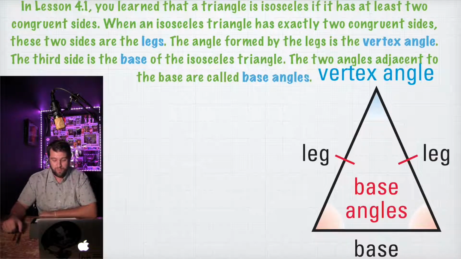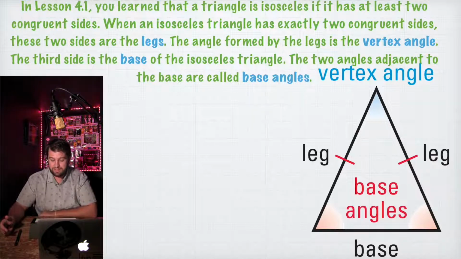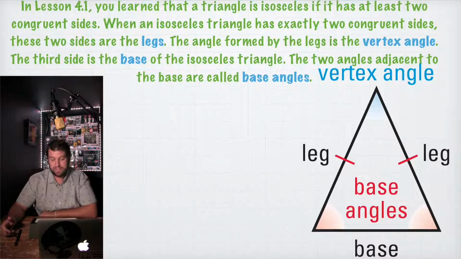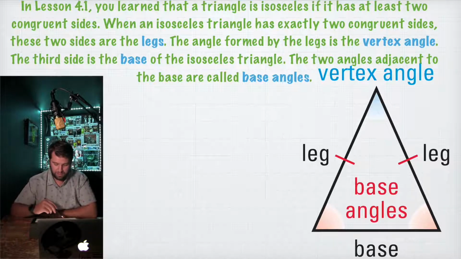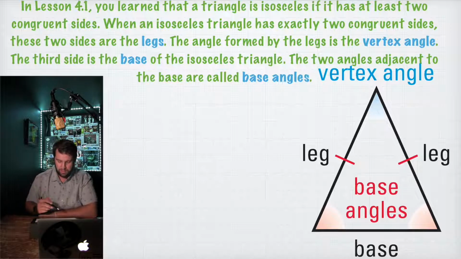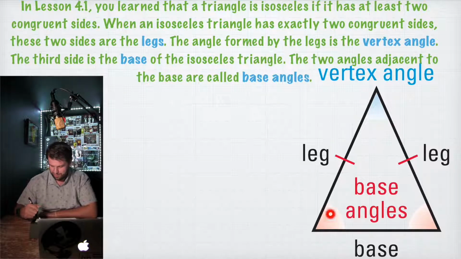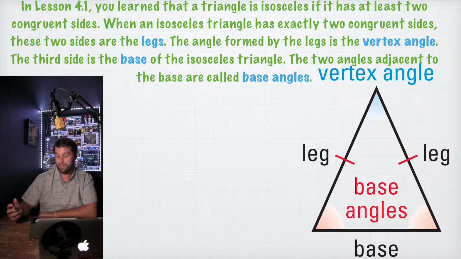So in lesson 4.1, you learned that a triangle is isosceles if it has at least two congruent sides. When an isosceles triangle has exactly two congruent sides, then these two sides are its legs. The angle formed by the legs is the vertex angle. The third side is the base of the isosceles triangle. The two angles adjacent to the base are called the base angles. So here you have an isosceles triangle.